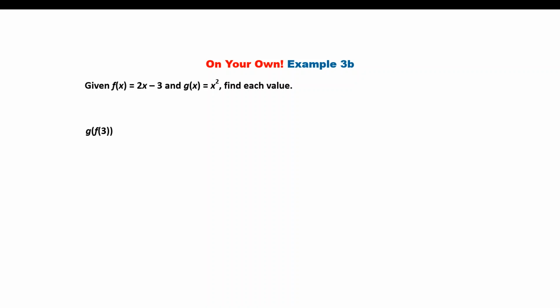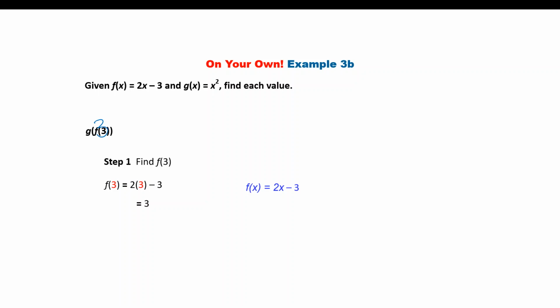Okay, so again, we're going to take f of 3 first. f of x is 2x minus 3, and we're going to substitute 3 for all the x's, and in this case we just have 1. So 2 times 3 is 6, minus 3 is 3. So f of 3 is 3.